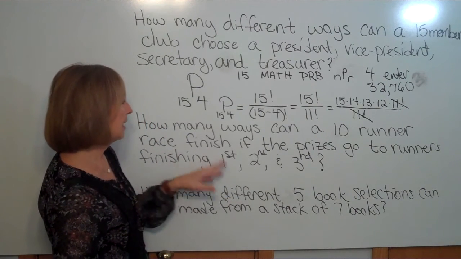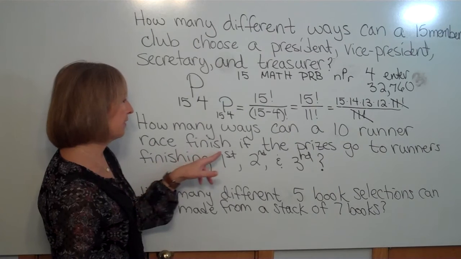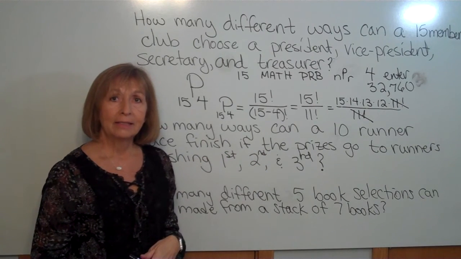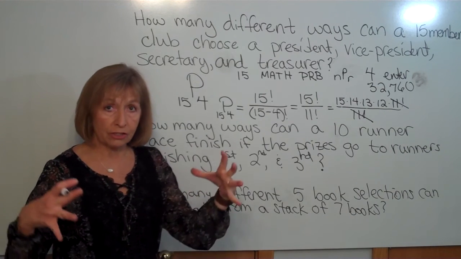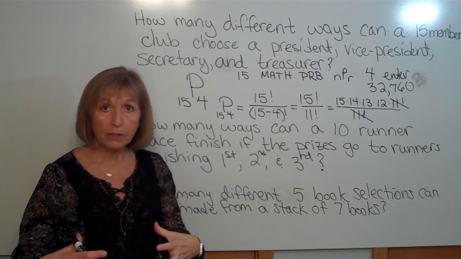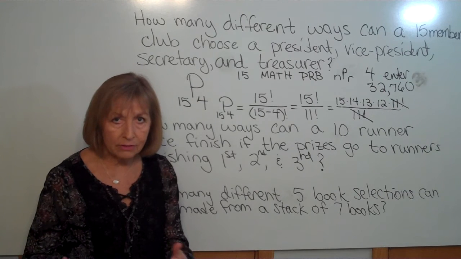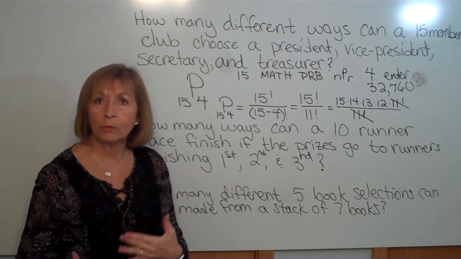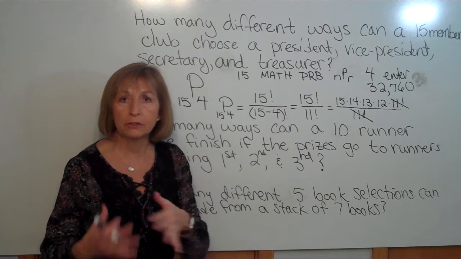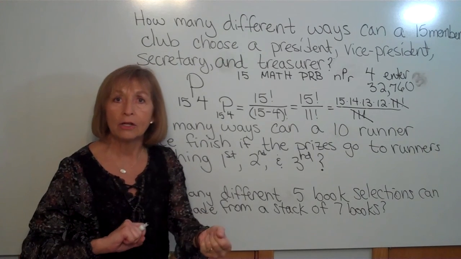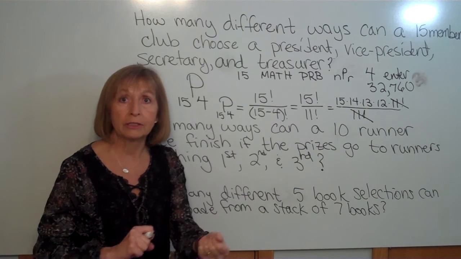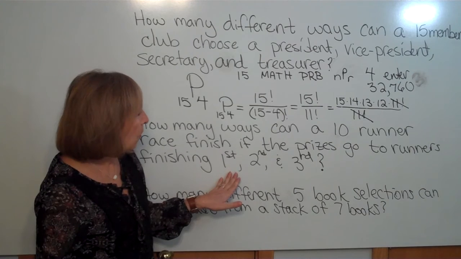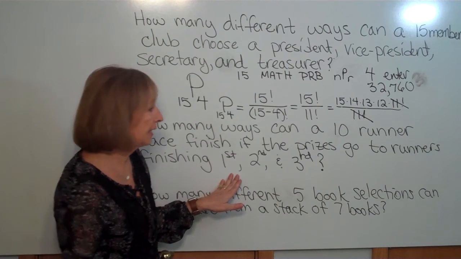Let's look at the next one. How many ways can a 10-runner race finish if the prizes go to runners finishing first, second, and third? Well, again, it's just the runners in the race that you're picking from. Nobody can come in both first and second, so there's no repetition. And order matters. Who finishes in that race, everybody's there cheering people on, and who finishes first matters not only to the person, but the finalized results of the race. So I have a permutation setting again.